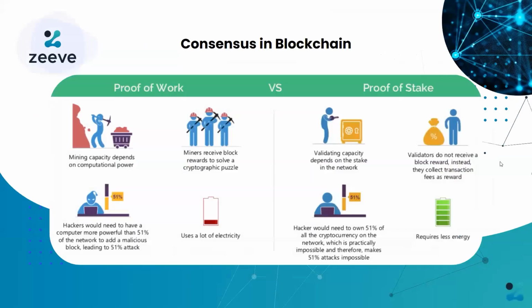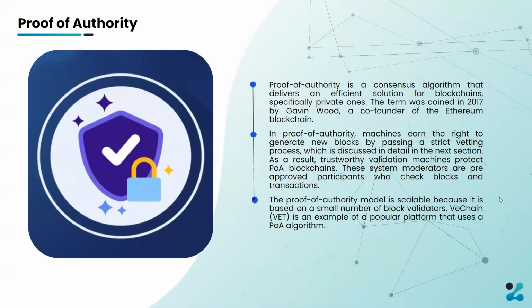Moving on, this is a difference between these two consensus mechanisms. You can take a look at each of them, and then we will move on. And the next consensus mechanism is proof of authority.